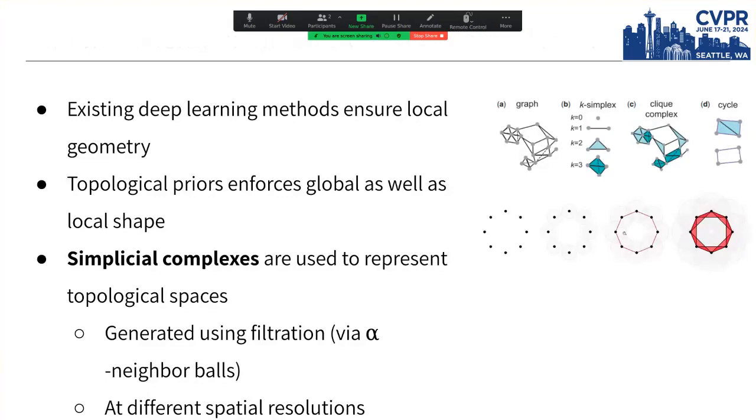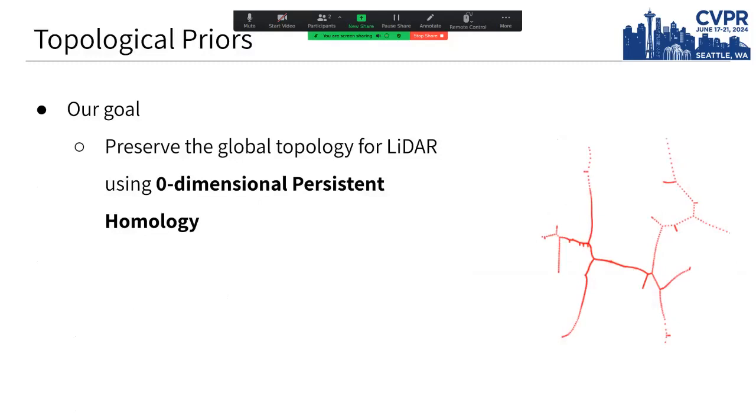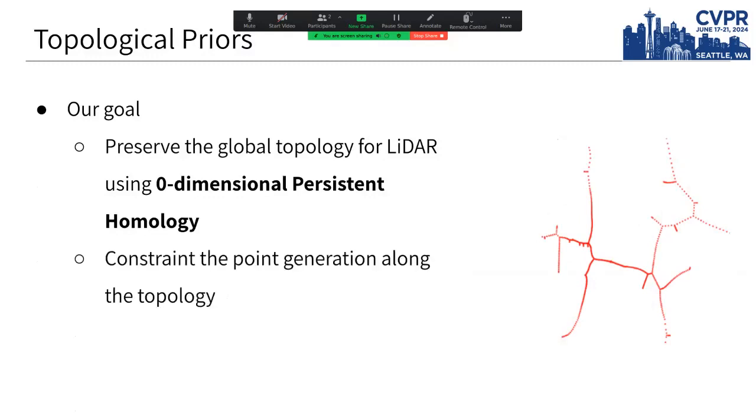We can generate these simplicial complexes using filtrations via alpha neighborhood balls at different spatial resolutions. For instance, you see that this is a point cloud, and we use a filtration by generating alpha neighborhood balls, and these alpha neighborhood balls, after certain spatial resolutions, grow to give the global topology, which is a circle for this particular point cloud.